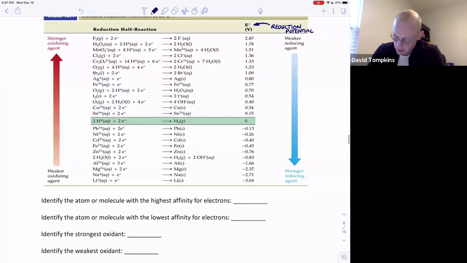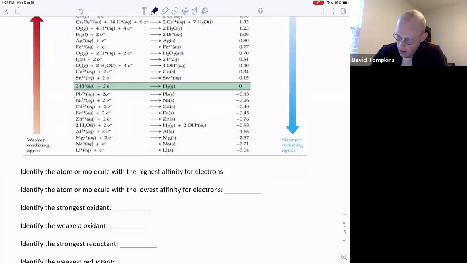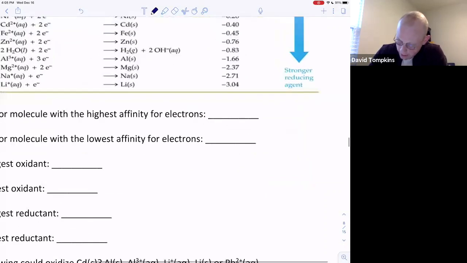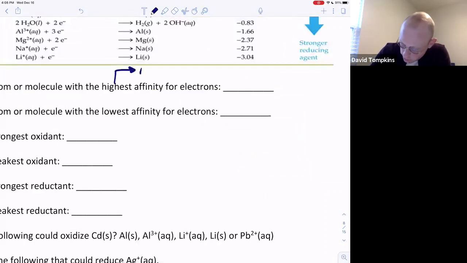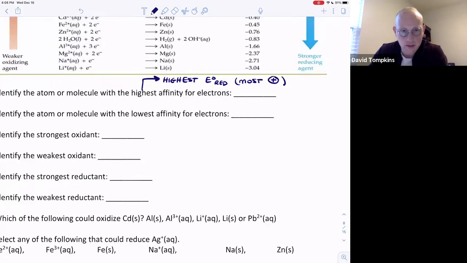So the atom or the molecule with the highest affinity for electrons is the one that wants electrons the most, or has the highest potential to be reduced. In other words, the highest reduction potential. And the sign matters. So the most positive reduction potential corresponds to the atom with the highest affinity for electrons.